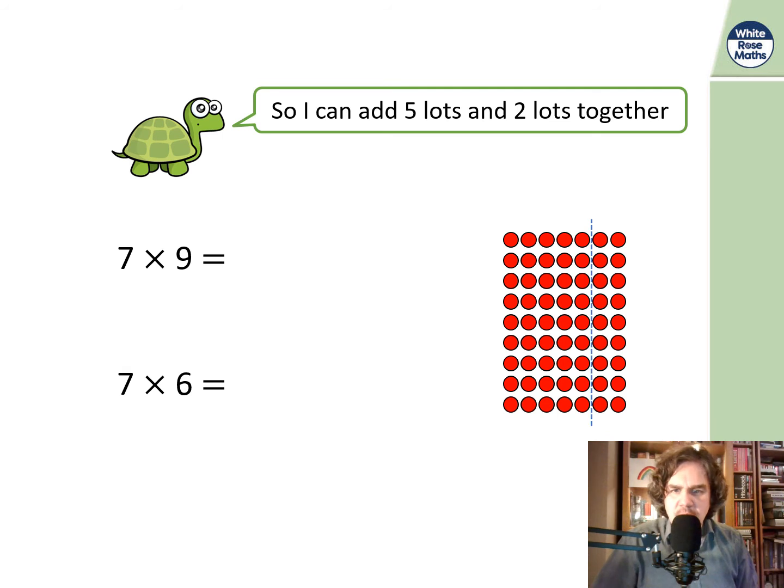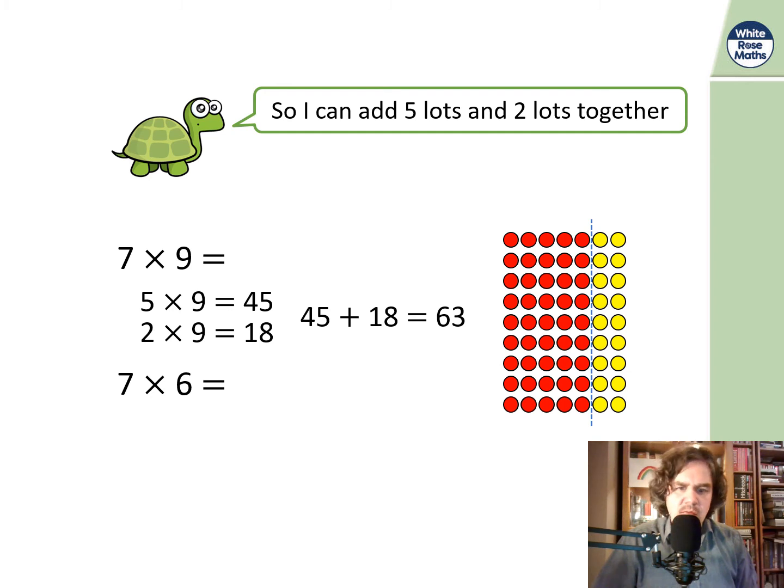So here we've got an array. We've got 9 lots of 5 and 9 lots of 2. Now we know 5 times 9 is 45, and we know that 2 times 9 is 18. So adding those together, 45 add 18 gives us 63. So we've used our 5 times table and our 2 times table to find the answer to 7 times 9, which is 63.